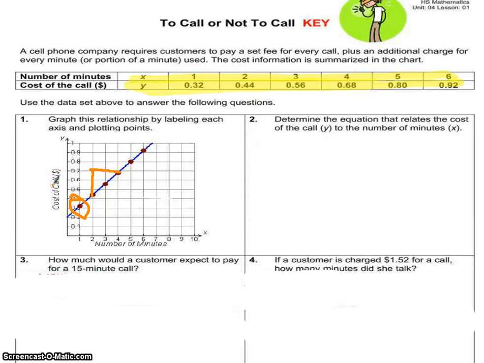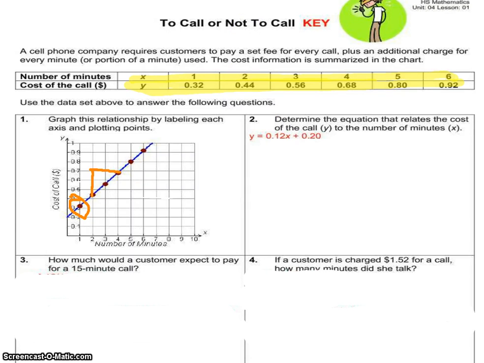So take a moment and see if you can come up with your equation. Remember to pause your video if you need to. Now, what does this represent? The 0.12 you recognize is my slope, and the 0.20 is my starting point. So that means I'm basically charged 12 cents a minute, and the minimum that I'm charged is 20 cents.